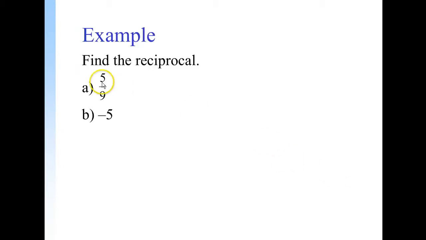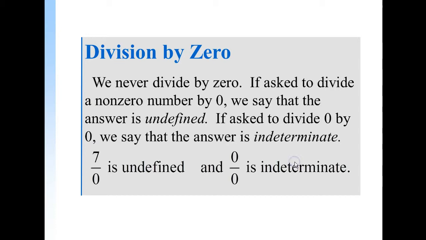So let's look at some examples. What's the reciprocal of 5/9? Well, 9 over 5. What's the reciprocal of a negative 5? Remember, it's over 1. Well, it will be a negative 1 over 5. Again, when you multiply, it has to come to a positive.